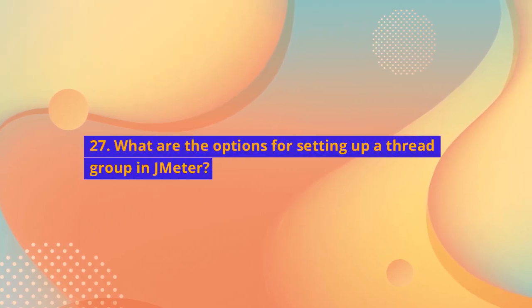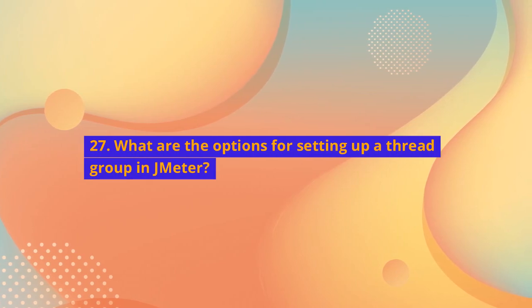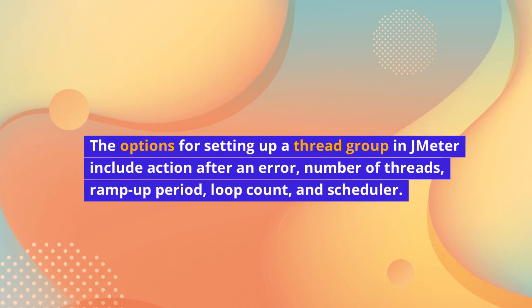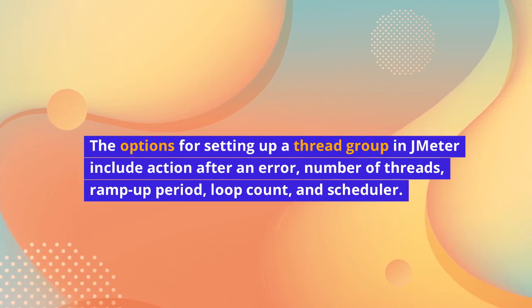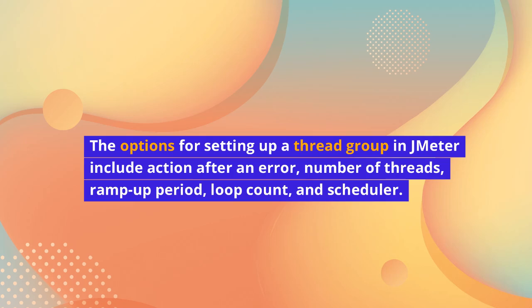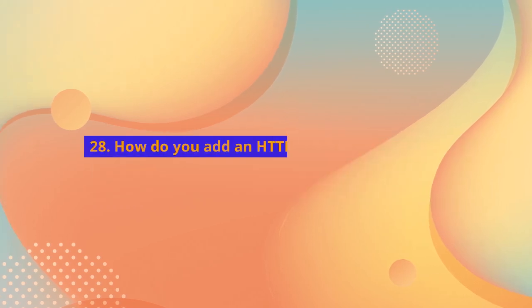27. What are the options for setting up a thread group in JMeter? The options for setting up a thread group in JMeter include action after an error, number of threads, ramp-up period, loop count, and scheduler.